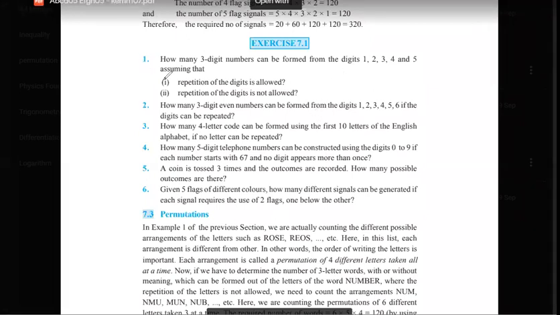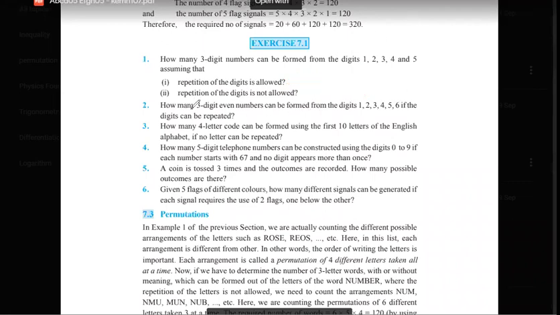Okay, let's see question number 1. How many 3-digit numbers can be formed from the digits if repetition is allowed? If repetition is allowed, then it's easy, right? We have already done that. 5 into 5 into 5, which is 5 cube. If repetition is not allowed, then 5 into 4 into 3, which is 60. First one easy.